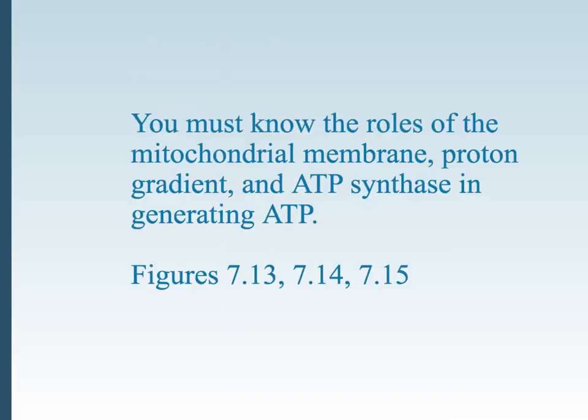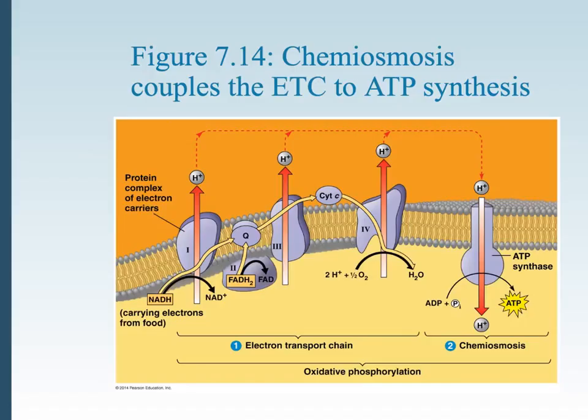You need to know the roles of the mitochondrial membrane, the proton gradient, and the ATP synthase in generating that ATP. Okay, so now we're going to actually look at the cartoon of the electron transport chain. On the previous diagram I showed you, the y-axis was showing you the change in free energy. It's actually all embedded in a membrane, the mitochondrial membrane. It looks more like this than that previous graph image.